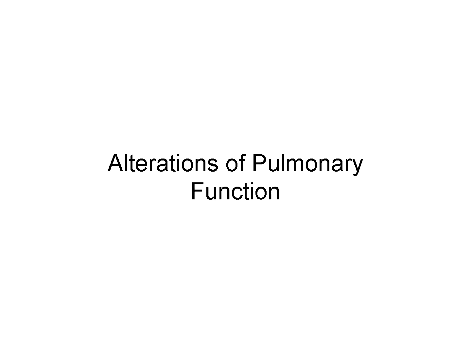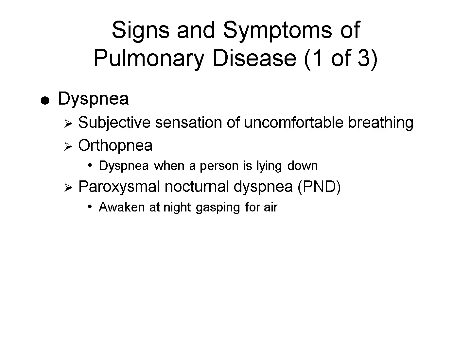Alterations of pulmonary function. One of the most common symptoms of pulmonary disease is dyspnea, or the uncomfortable sensation of breathing difficulty. Orthopnea refers to dyspnea that occurs when lying down and is often associated with heart or lung disease. Paroxysmal nocturnal dyspnea describes sudden episodes of severe shortness of breath that awaken a person from sleep. These symptoms signal impaired ventilation or gas exchange and require careful evaluation.